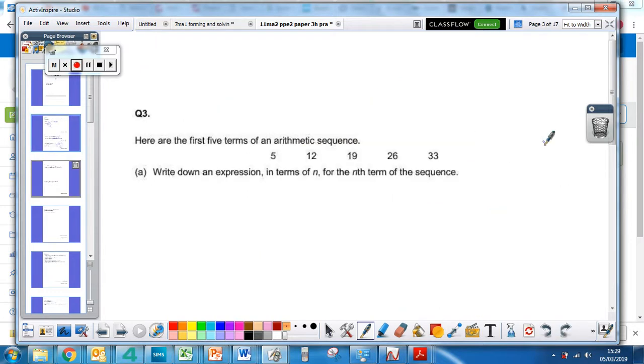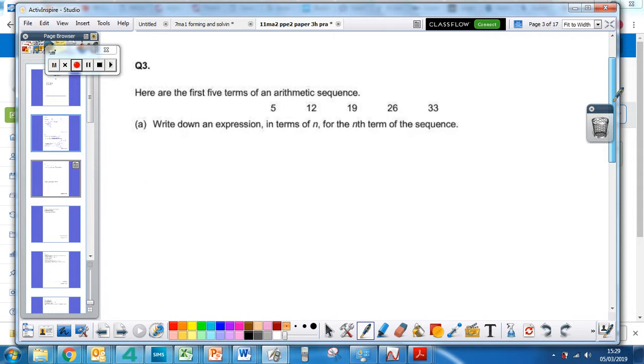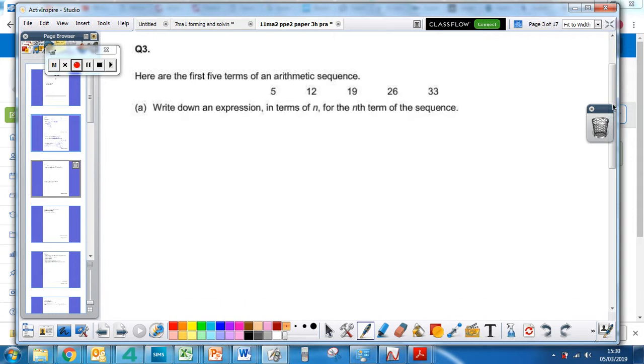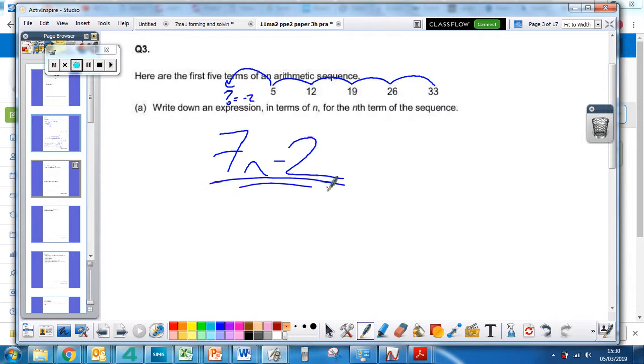On to question 3. Question 3 is the first 5 terms of an arithmetic sequence. Same again. Okay, so we can look really quickly here. It's going up in 7s, so it must be 7n. If you went back to the 0th term by taking away 7, you'd get -2. So this sequence is 7n minus 2.